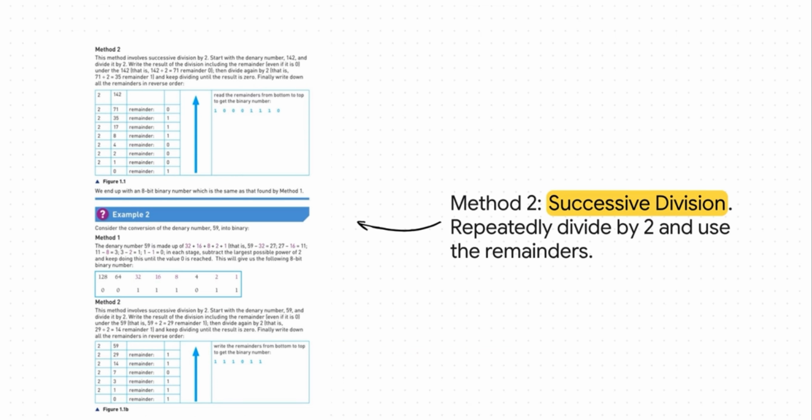Now, the second method is much more systematic. It's pretty much foolproof. You just take your number and repeatedly divide it by 2. You write down the remainder each time, which of course is always going to be either a 1 or a 0. And when you're done, you just read those remainders from the bottom to the top. The cool thing is both methods will give you the exact same answer every time.